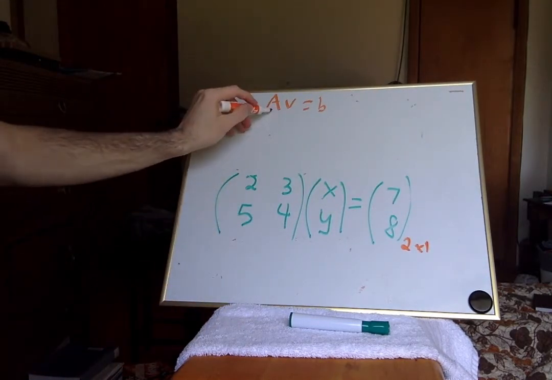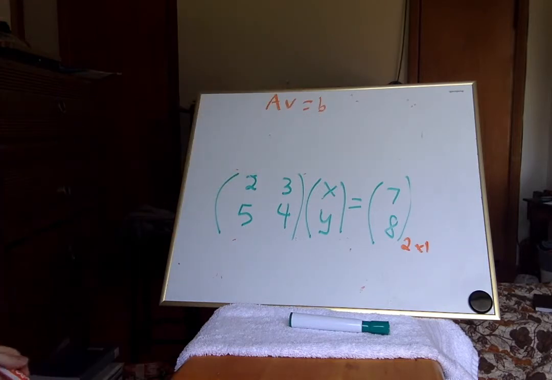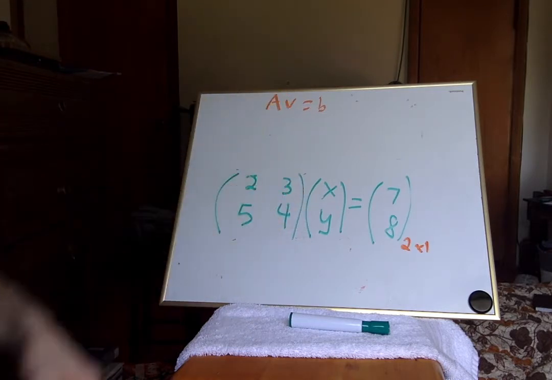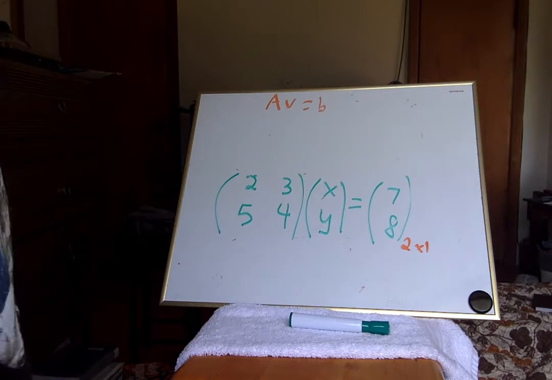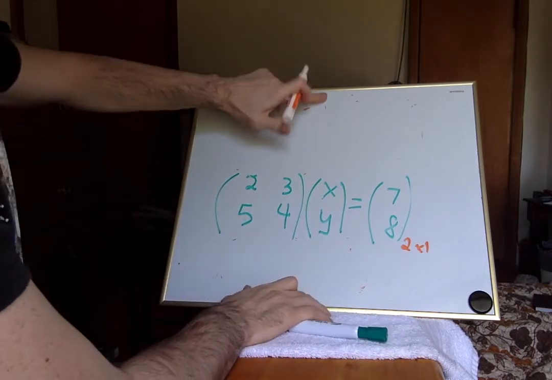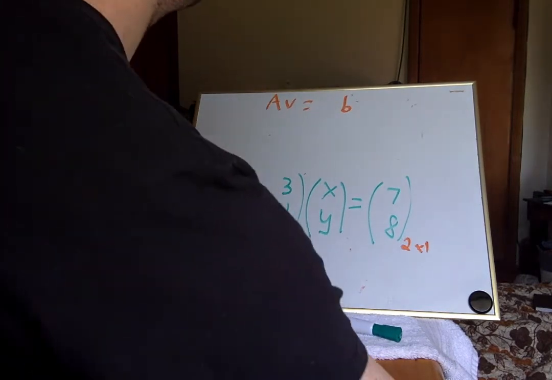Now, I know A and I know B, right? So what I really want to do is find V. And V has X and Y. I don't know X and Y. Well, earlier I said that if I have A times A inverse, I get the identity matrix. And the identity matrix does absolutely nothing to anything it touches, right? So why don't we use that and solve this system?